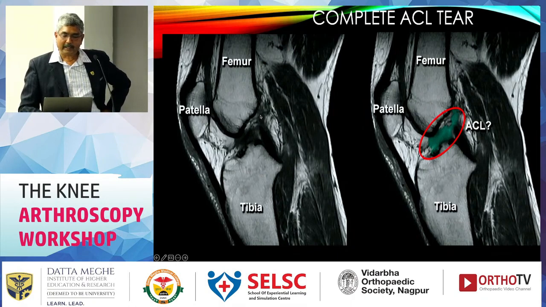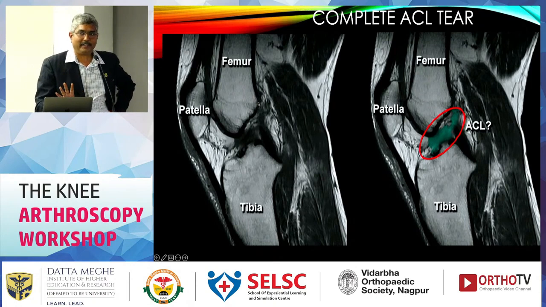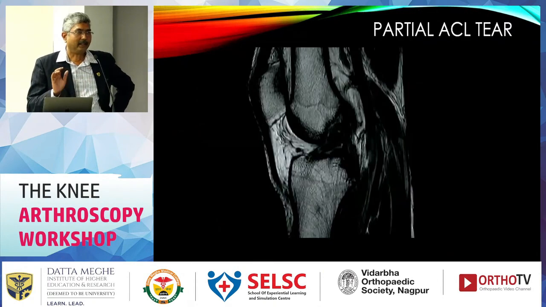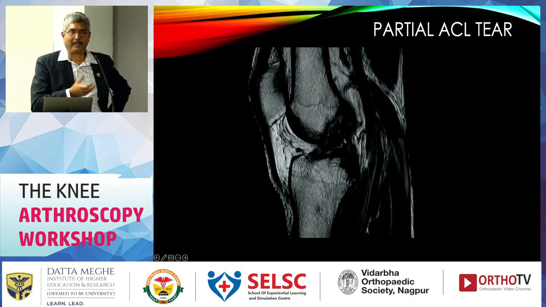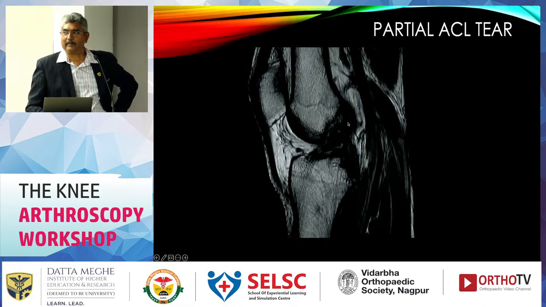So one cannot see ACL here. Absent ACL, disruption of ACL, partly or completely, one can make out easily on different sequences. Here is another sequence. Can you make out where exactly is the problem? It is in the mid substance. Usually in football player or athlete injury, it involves mid substance. So mid substance tear is there, but one can see intact fibers.